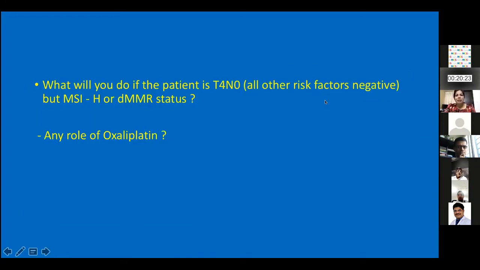So, Dr. Preetham, my next question is to you. Suppose this patient would have been a T4N0, so the disease is going outside the visceral peritoneum, and the patient is MSI high or deficient MMR status, what would be your recommendation of treatment in that patient?